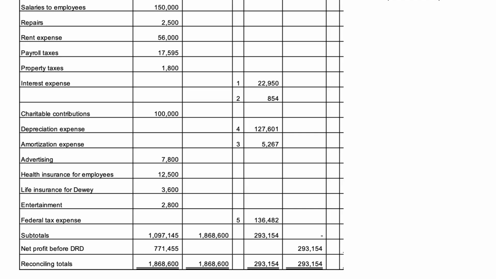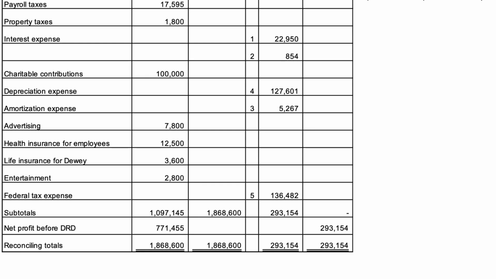Here you can see the debit side of these adjusting journal entries. The additional interest expense that was recorded, the depreciation expense, the amortization expense, and the federal tax expense that was recorded in the adjusting journal entries. Also notice the net effect on income of these adjusting journal entries. It reduced net income by $293,000.